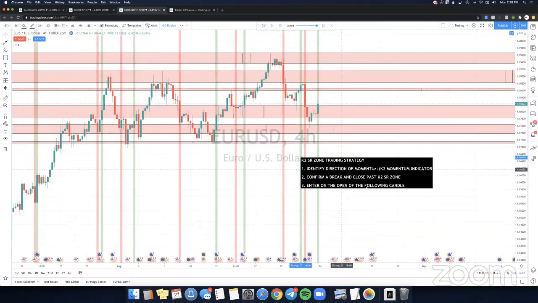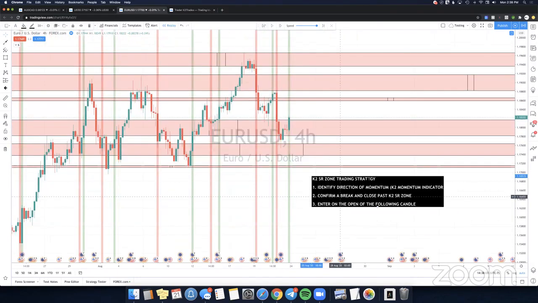All right, cool. So right here, you want to identify the direction of momentum. Obviously, price is swinging upwards because we got a buy signal right here. Once we have this, you want to confirm that price breaks and closes past the K² zone. Here price came down, it came up, and then it broke this zone right here. Once it has broken the zone and closed outside, odds are price is probably going to come up and test this zone, or it could even shoot up further and test this zone, or even this zone up here.